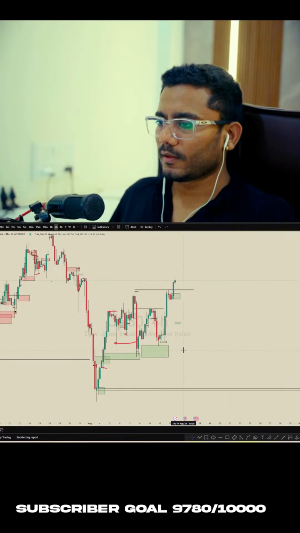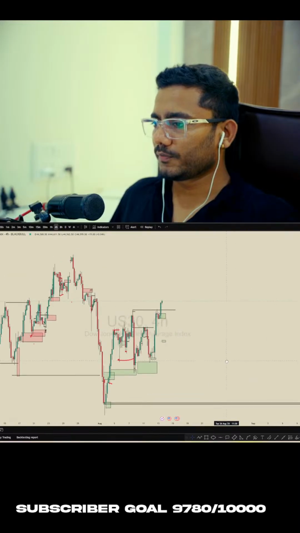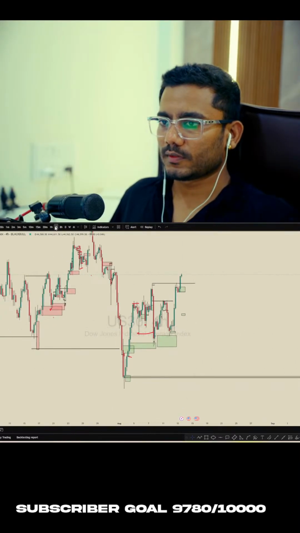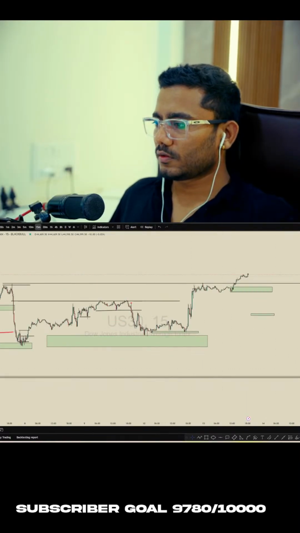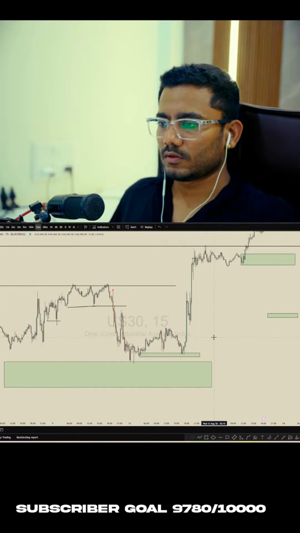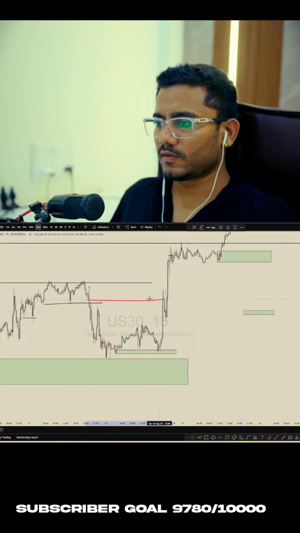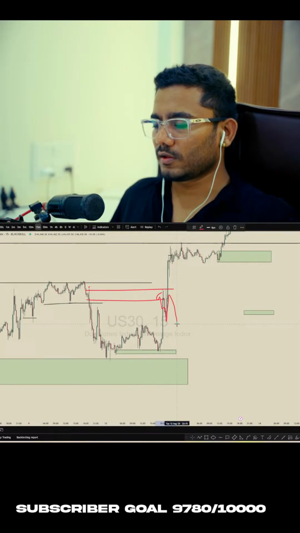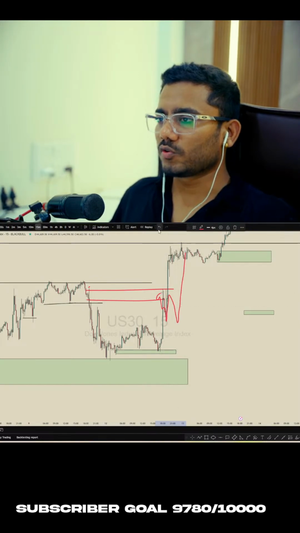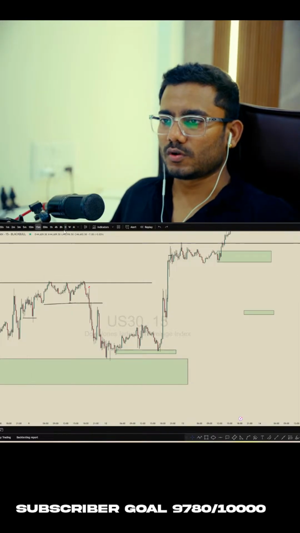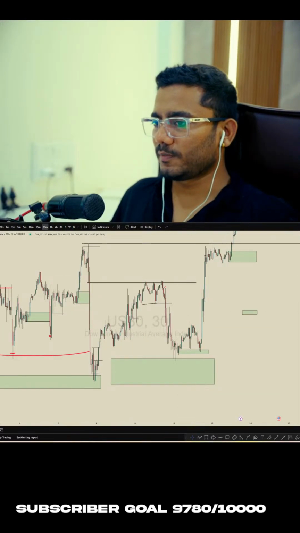US30, I think it will continue to the upside. So yesterday, here I thought price will continue from this order block. It continued for a while, and then again it waned, and then it broke the structure. So now we have this clear structure where price is going to the upside.